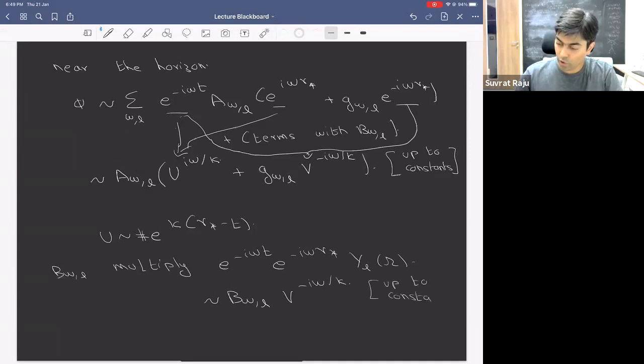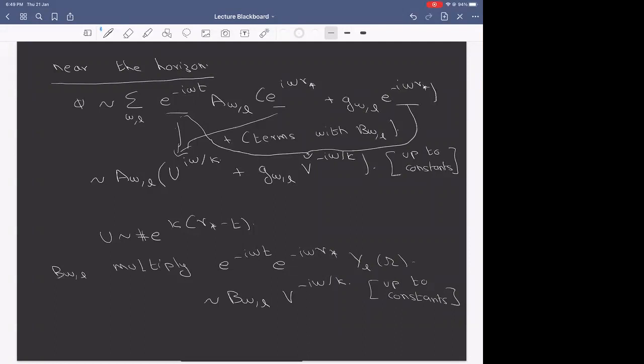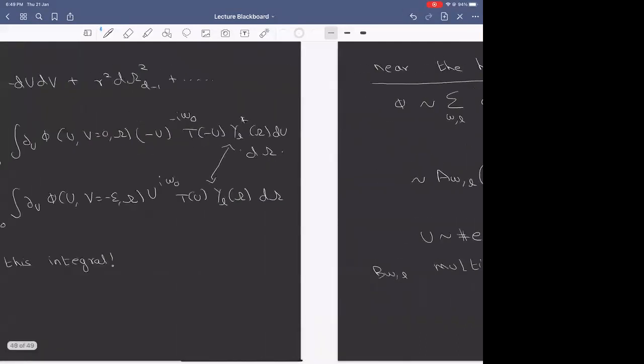So if you think of the expansion of the field near the horizon, I emphasize near the horizon, you find that the expansion in terms of the u and v coordinates looks very simple. It just looks like u to the i omega by k plus something which multiplies v to the minus i omega by k.